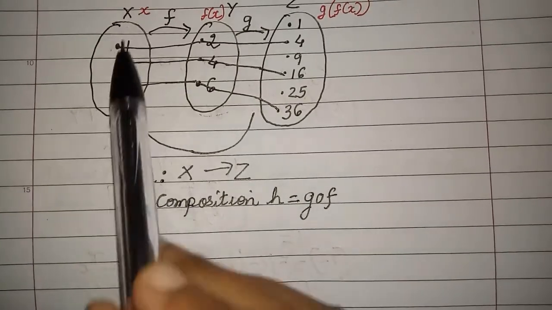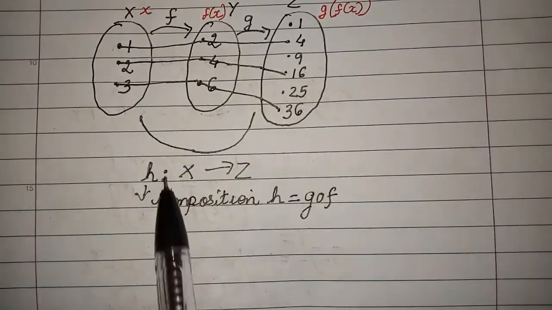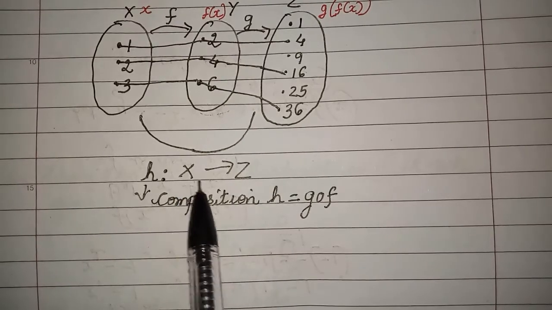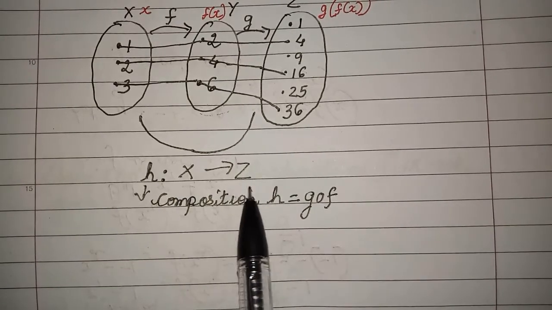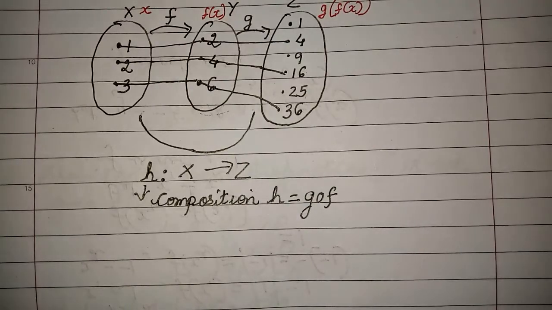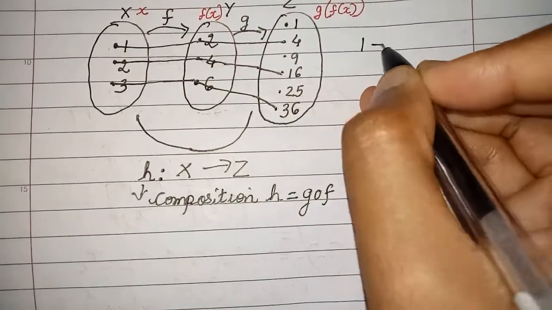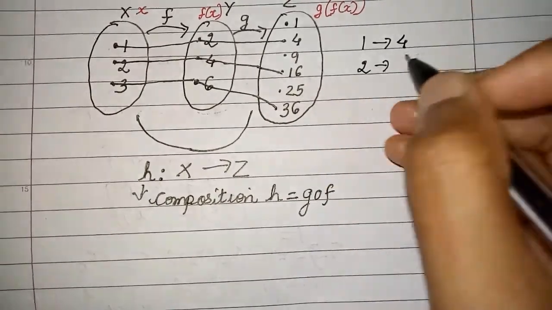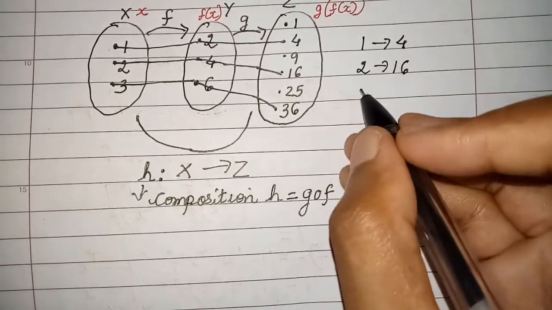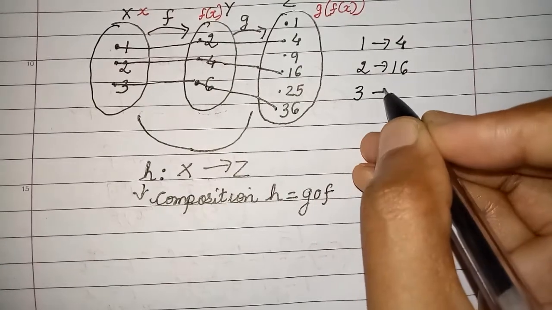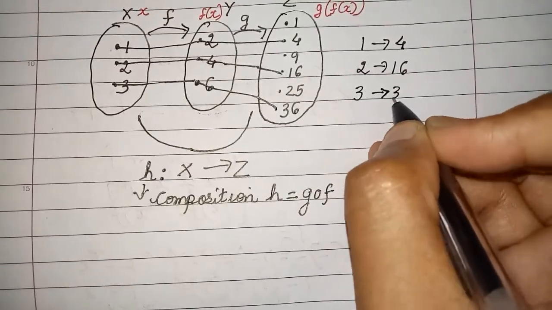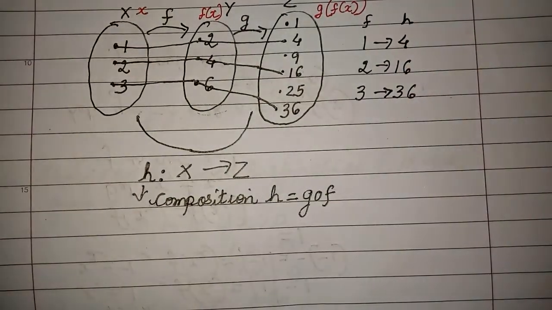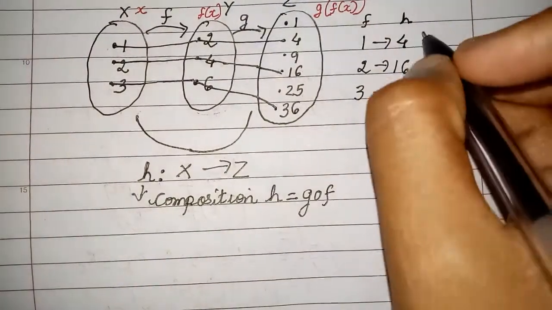And you can see that it is going from x to z. So h is going from x to z. The new function h has x as the domain and z as the codomain. Now if I look at the elements, children, 1 is becoming 4 here, 2 is becoming 16 here, and 3 is becoming 36. From f, when it goes to our new function h, it is becoming like this, through g.